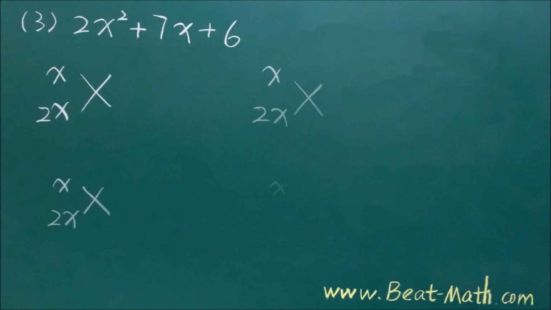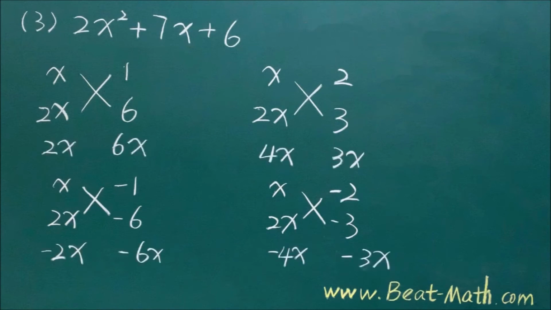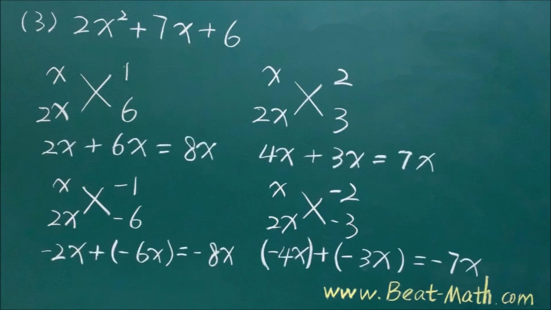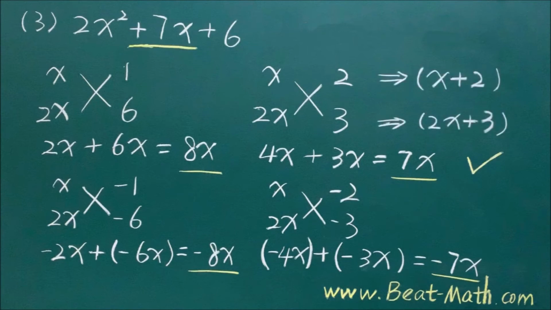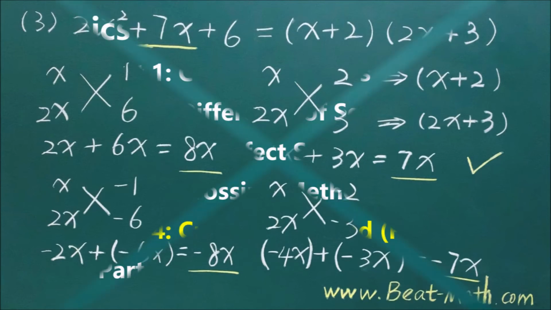Here 6 can be the product of 1 and 6, 2 and 3, -1 and -6, -2 and -3. Let's cross multiply them. Only the pair 2 and 3 will bring us 7x. So we can factor the polynomial into the quantity of x plus 2 times the quantity of 2x plus 3. That's the result. That is the cross method for factoring.